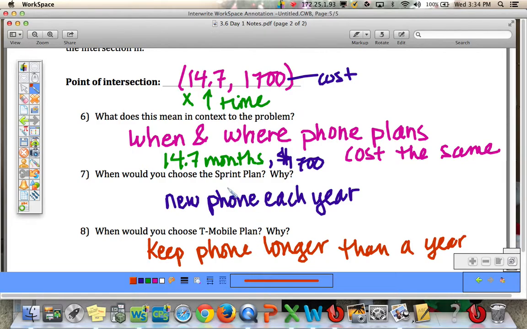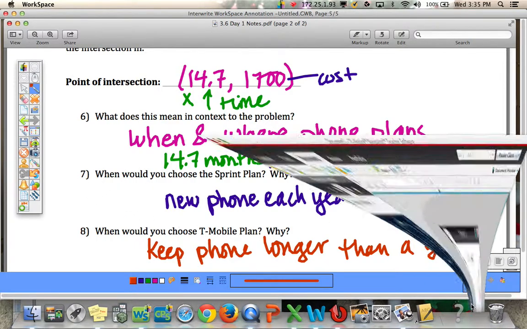Now, the Sprint plan, you're leasing your phone, so really you could argue that the T-Mobile plan is better either way because you own the phone in the T-Mobile plan. You pay $749, but you could potentially sell your phone and recoup some of the cost. So you could sell your phone and buy a new phone. So it ends up really, T-Mobile might be cheaper if you could sell your phone for a certain amount.